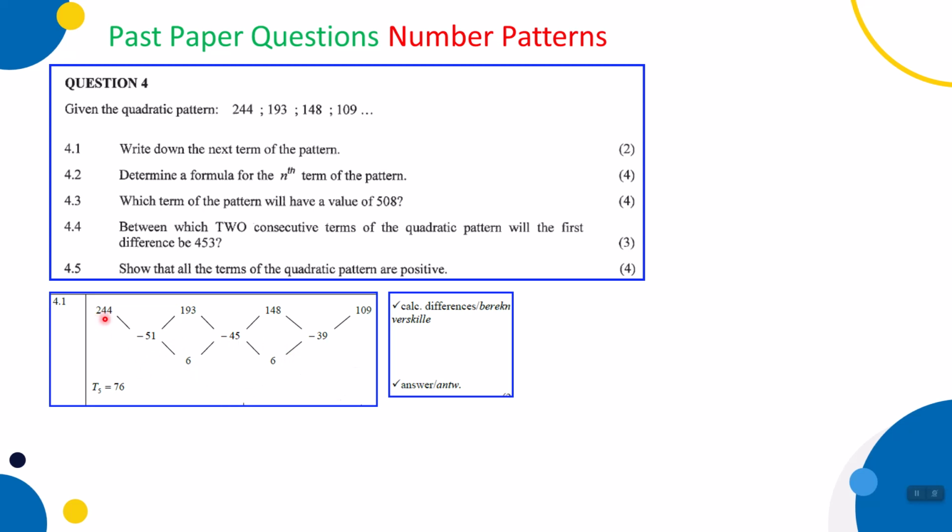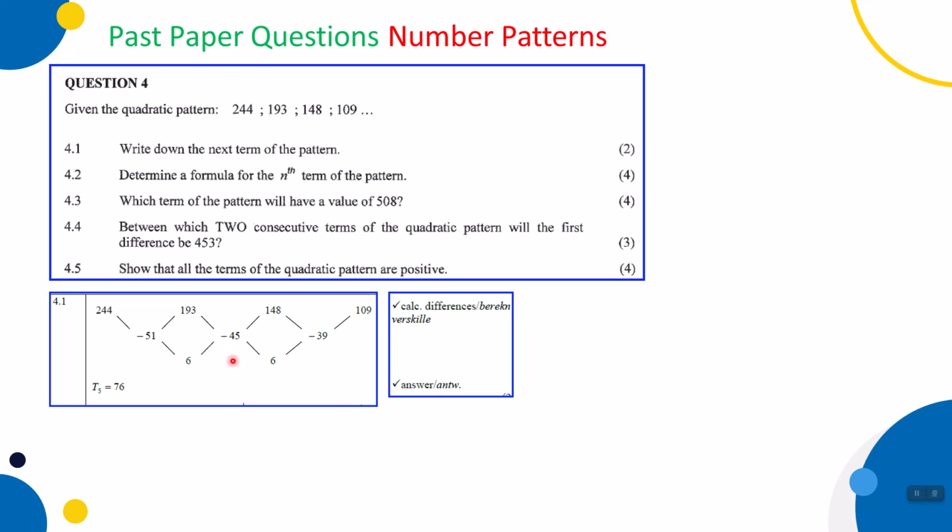If you look at T1, it's 244, T2 is 193. What must we do to get from 244 to 193? We say minus 51. If we are at 193, what must we do to get to 148? Well, we must say minus 45. If we are at 148, what must we do to get to the 109? Well, we must say minus 39. So this line here is the first difference, and notice that's not constant. But the second difference of a quadratic pattern is constant. If we are at the negative 51, what must we do to get to the negative 45? Plus 6.